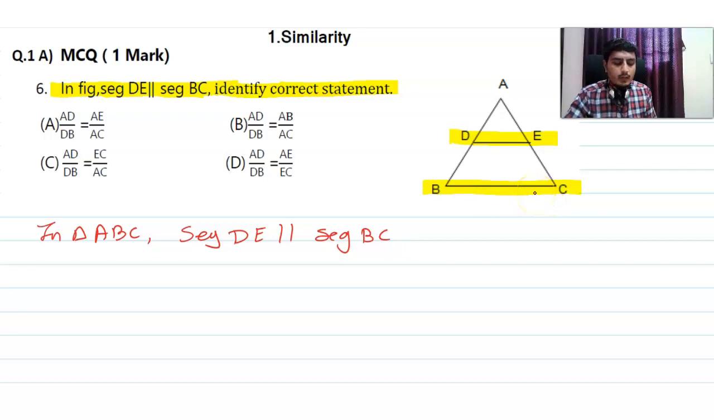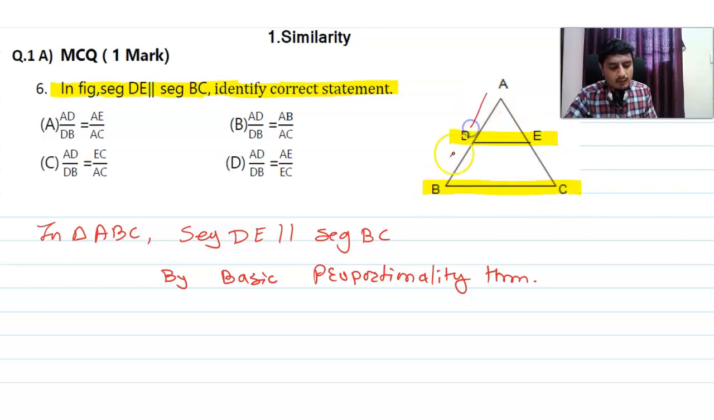That means here we have to use the basic proportionality theorem. By the basic proportionality theorem, whatever segments are made on AB and AC due to DE are in equal proportion. Which segments do we have? AD and DB made on AB, and AE and EC made on AC. That means they are in equal proportion. We have AD divided by DB equals AE divided by EC.